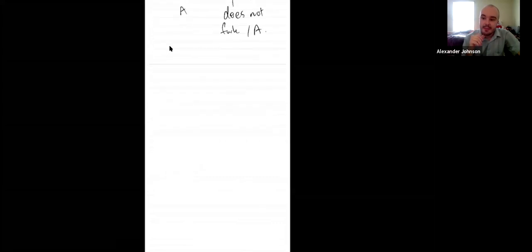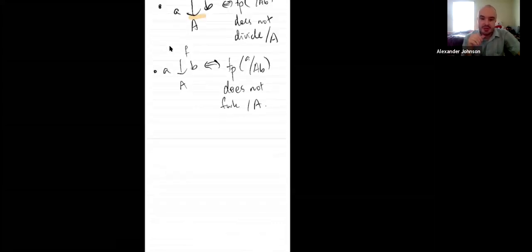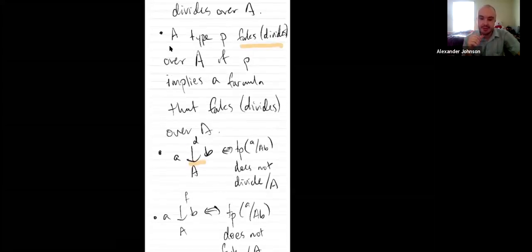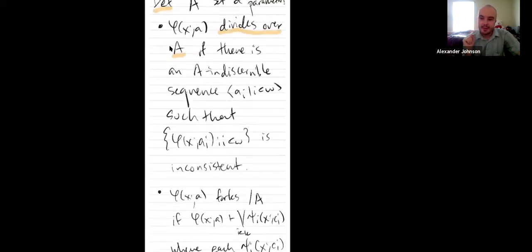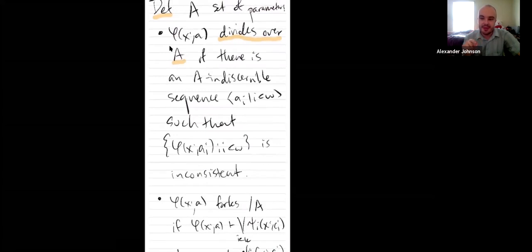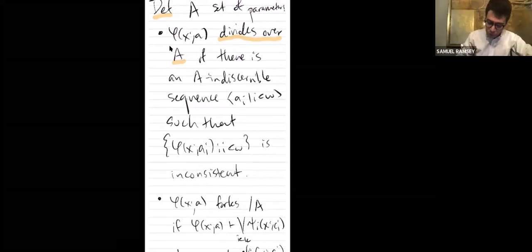Yeah, Nick? Just a quick question. In the definition of dividing and I guess also forking, we have this parameter a in the formula. What is the significance of including that parameter in the definition? Oh, thank you. So you have this indiscernible sequence with a0 equals a. Thank you. Oh my goodness. Yeah, that matters.